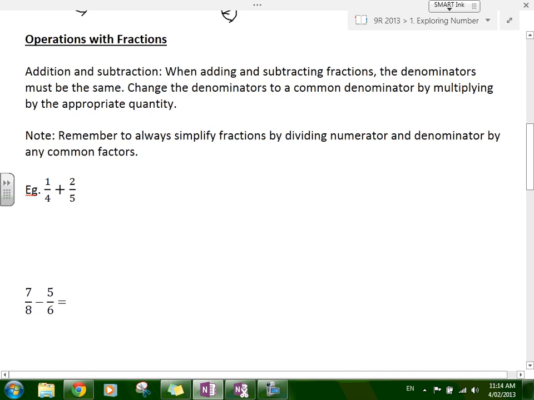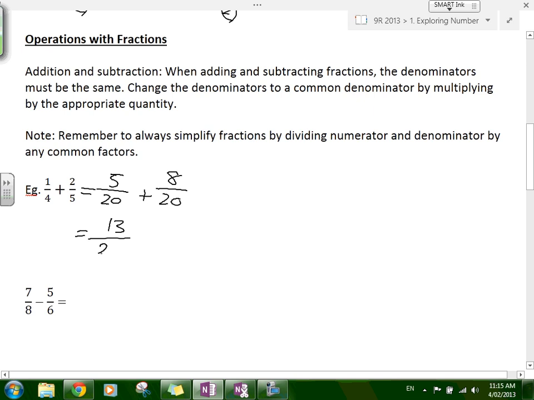Now, let's just do this example here. So a quarter plus 2/5. What's the common denominator? There's certain ones you just need to learn and know. 20, yeah? So 1 over 4 is 5 over 20. 2 over 5 is 8 over 20. So what is our answer here? 13 over 20.